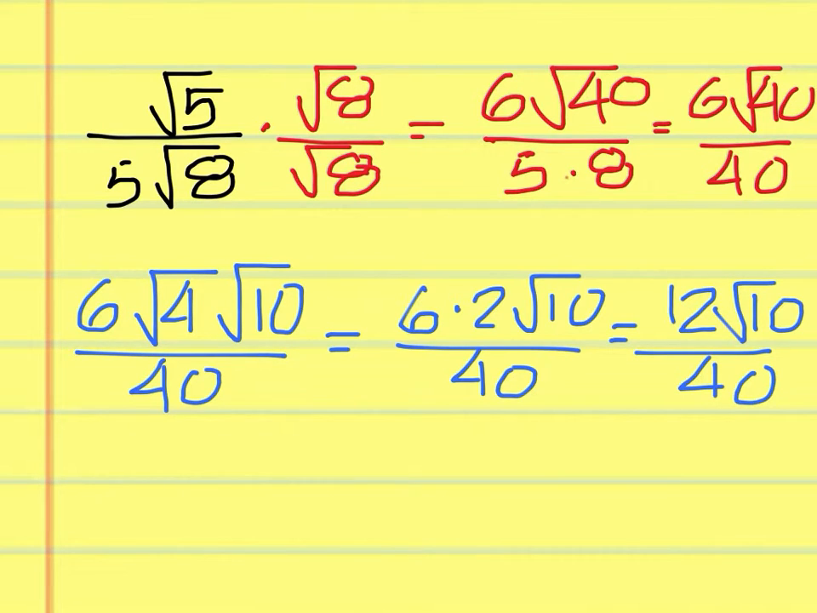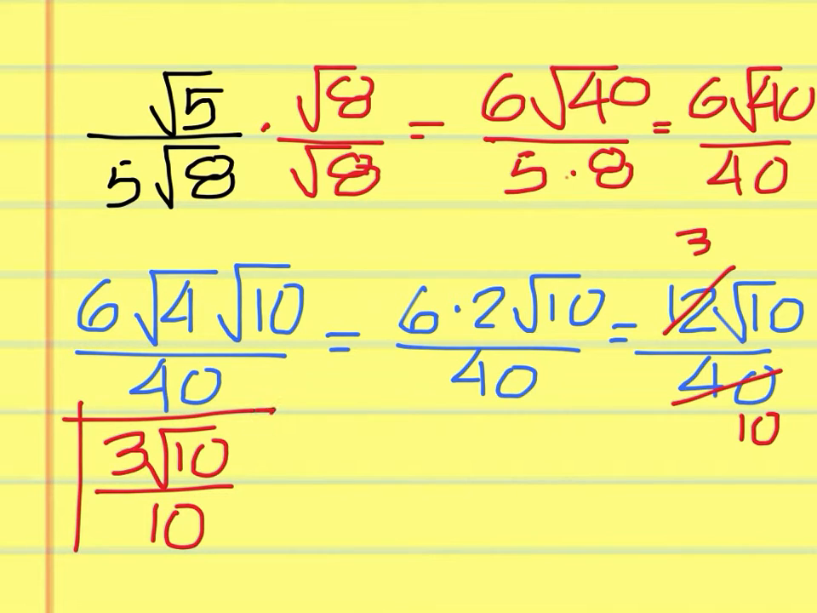Now we can start canceling the fraction. 4 will go into 12 3 times and into 40 10 times. So 3 square root of 10 over 10 is your final answer.